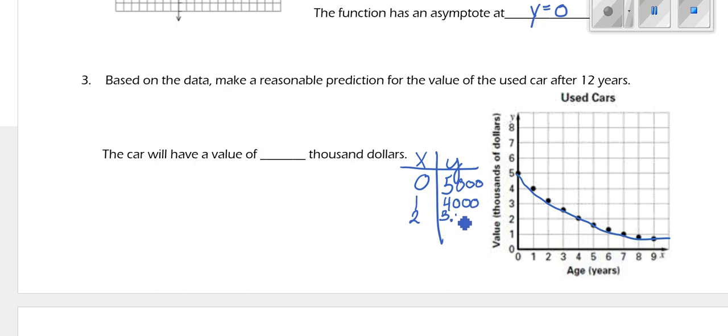And this would be like 3,200. And 3 looks like it's at 2,500. And 4 looks like it's at 2,000. So I'm looking at a reasonable growth rate, so I'm going to look at a couple of them. So let's first get the first one between 4,000 and 5,000. And that one is 0.8.